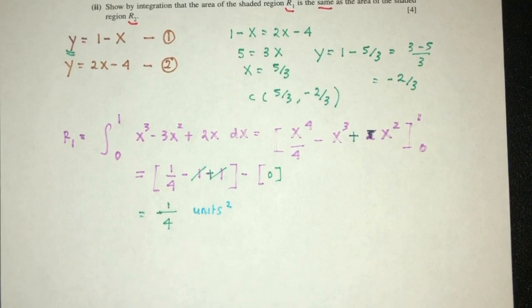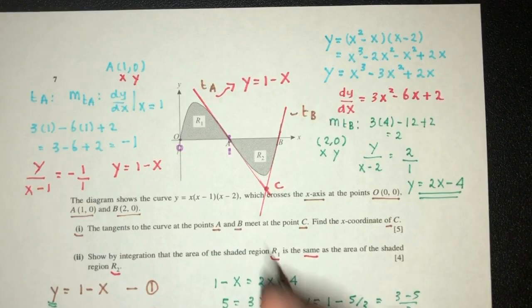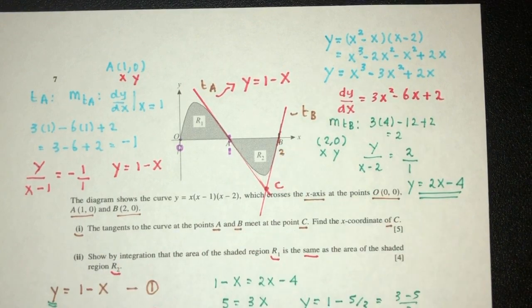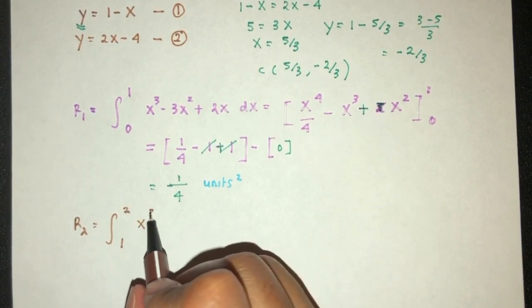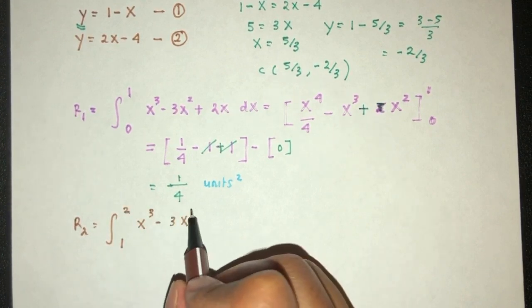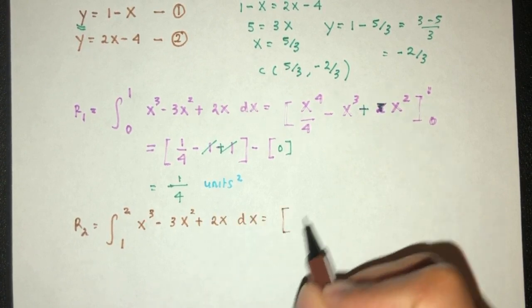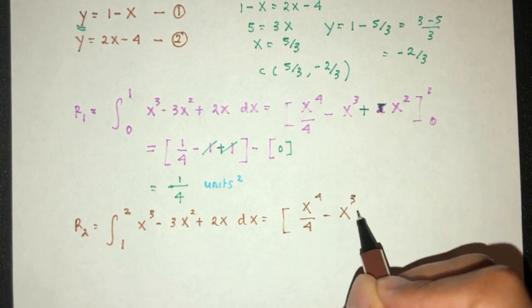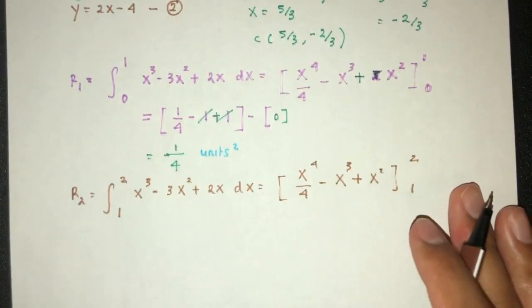Now for R2, let's find out. Same steps. Limits is from 1 till B. Here is what? It is (2, 0). That will be 2. Limits is 1, 2. So 2 up, 1 here. Same steps. x cubed minus 3x squared plus 2x with respect to dx. That will be x power 4 over 4 minus x cubed plus x squared, with limits 2 and 1. Simplify.